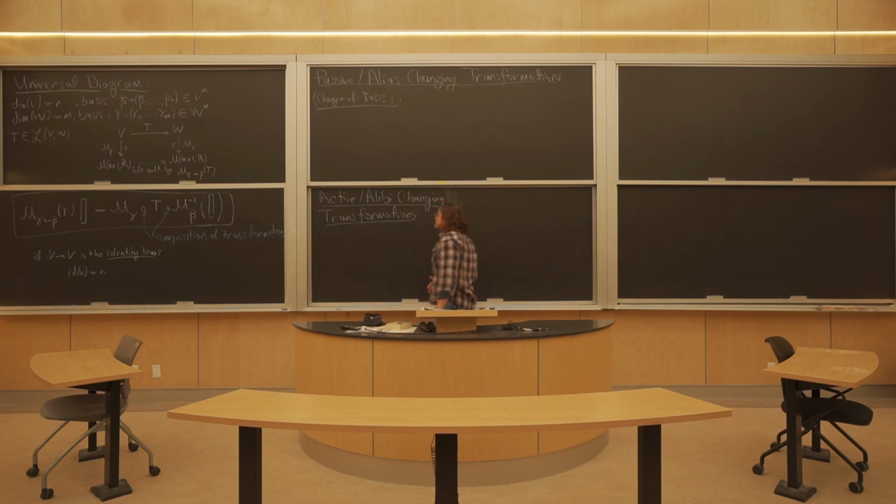Throughout this class, we were so far discussing active transformations. So when we said linear transformation, we really meant active. Another name for this is alibi changing. So this is actually doing something in your space. These are the cases when, in the universal diagram, T is not identity. It's that simple.